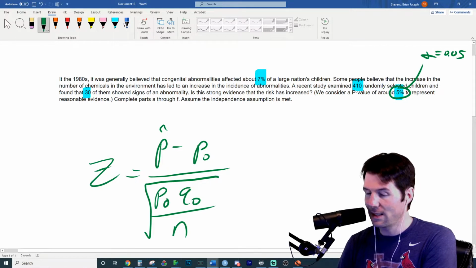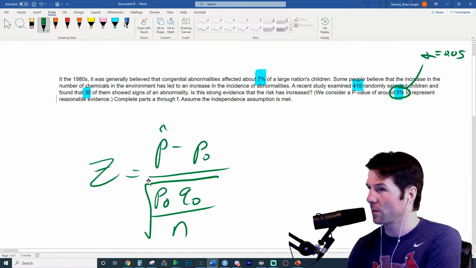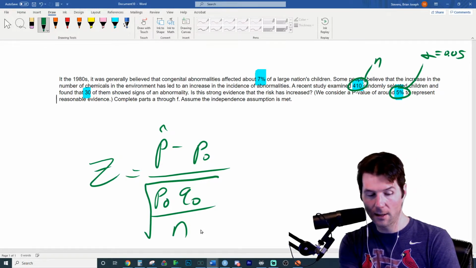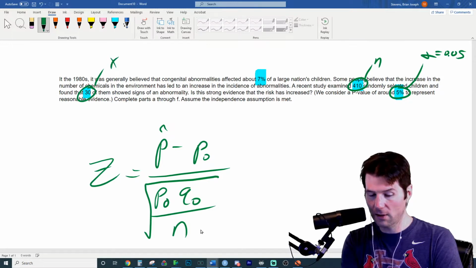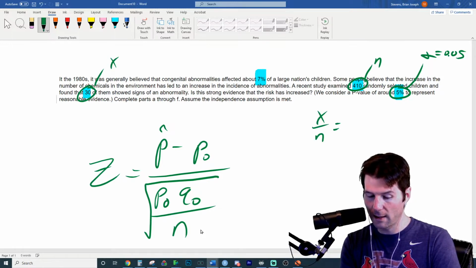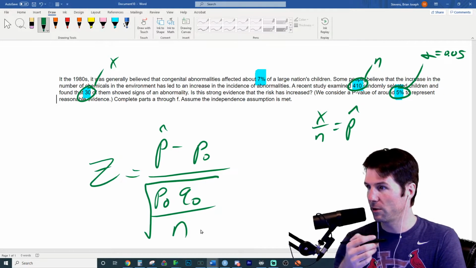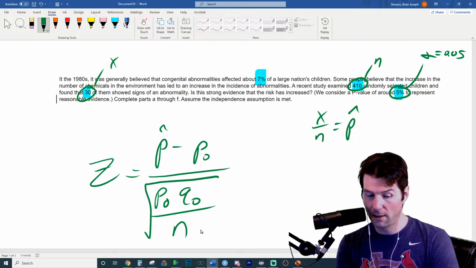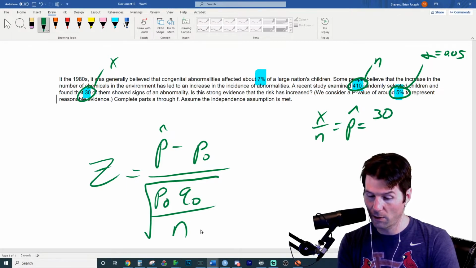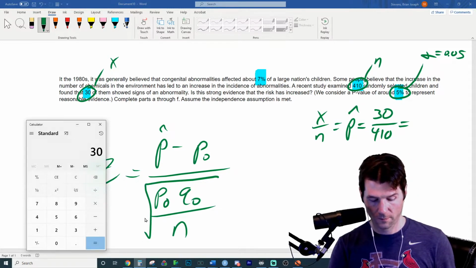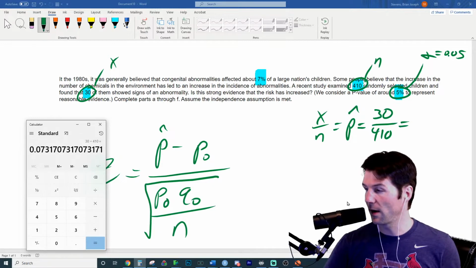It's tricky because I've got a lot down here. I've got p hat, p naught, q naught, and there we go. Layla's finding right there. That's excellent work, Layla. That is n, that is x, and x over n equals p hat, which is the sample proportion. We're just seeing what proportion of children had birth defects. And so we get 30 over 410. And that's that right there.